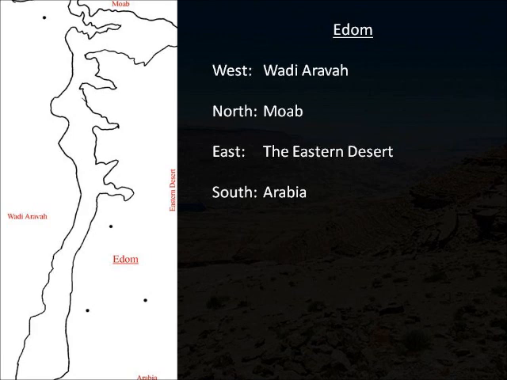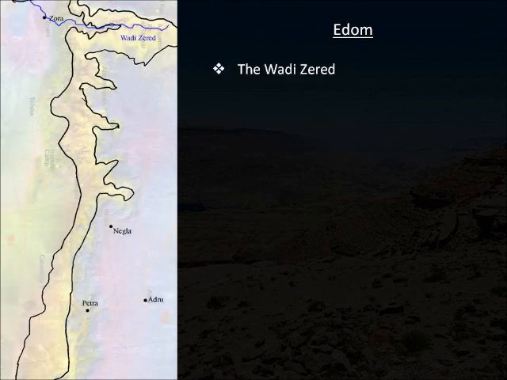Now, to the north, when you cross the Wadi Zered, you reach the land of Moab. To the east, surprise, surprise, more eastern desert. And if you go to the south, you'll hit, surprise again, even more desert until finally you reach the land of Arabia. So let's mark our major bodies of water, and let's start up north with the Wadi Zered.